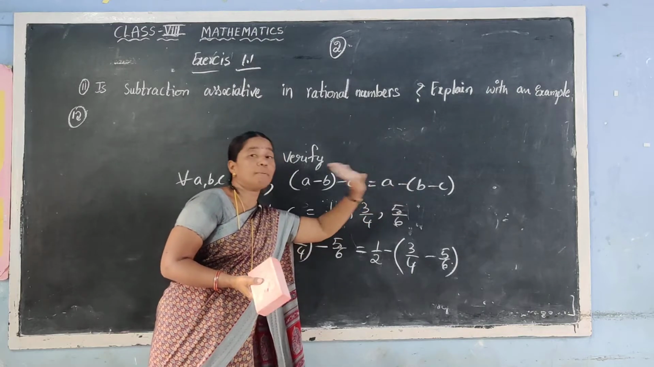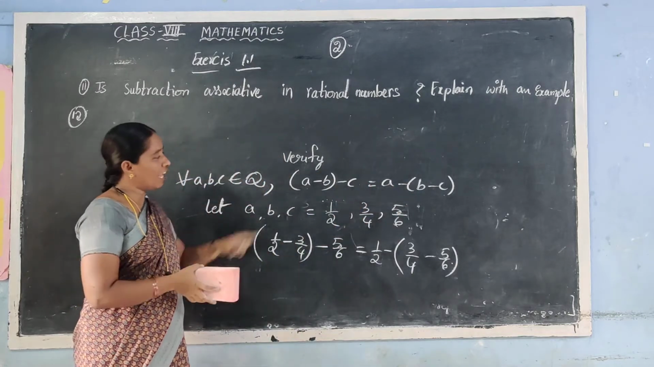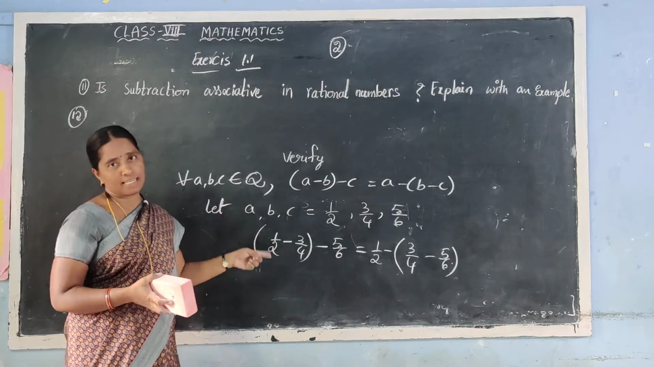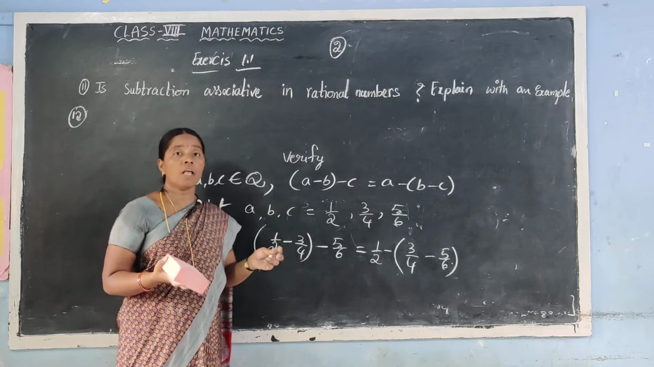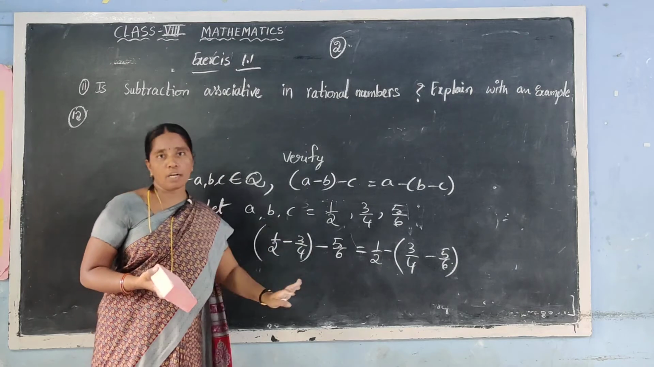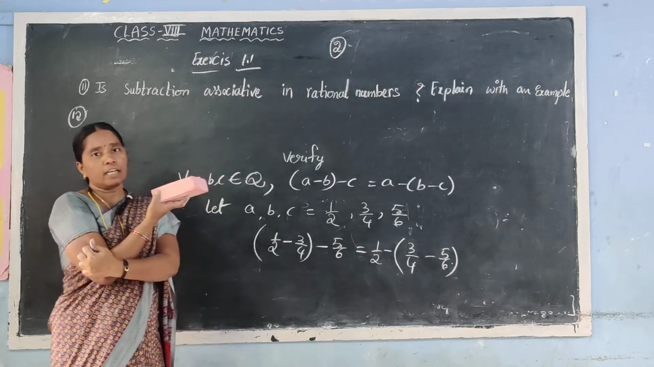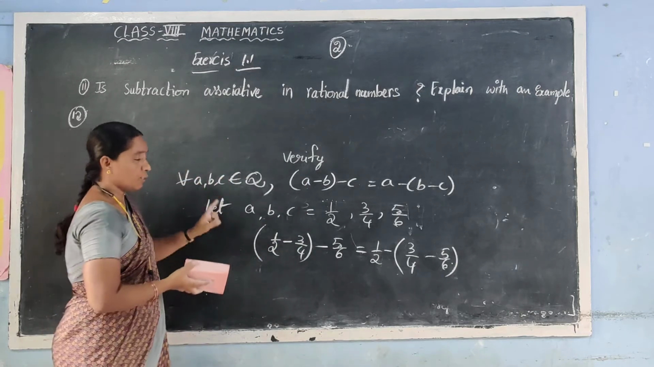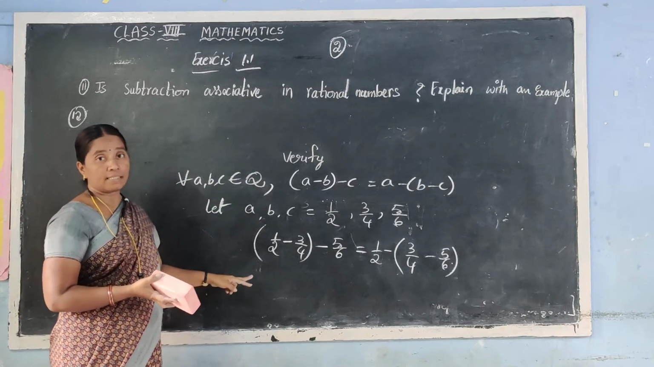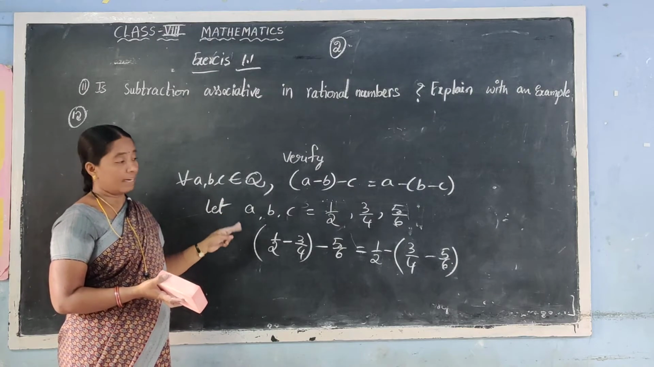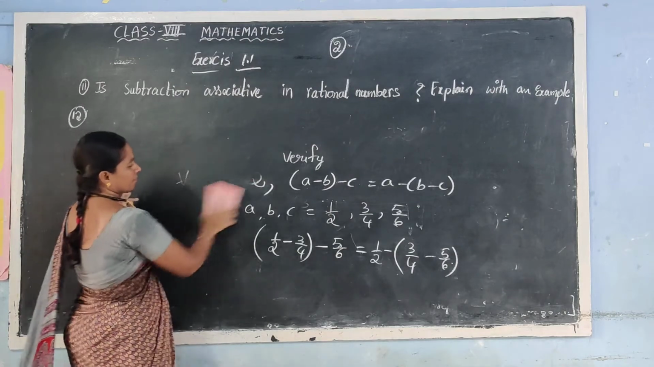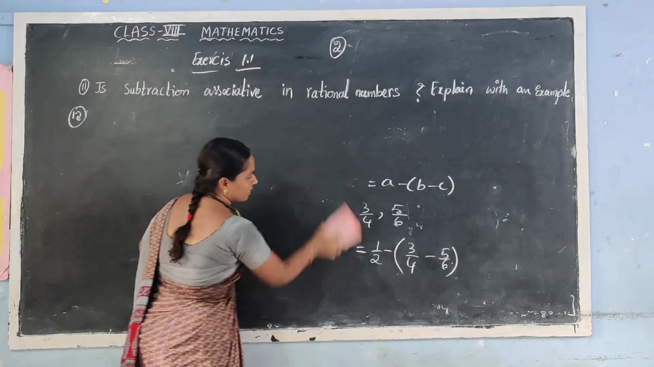Equals a minus (b minus c). So like that we have to continue this sum, and in the final step, by seeing whether LHS equals RHS or not, we have to conclude whether rational numbers are associative or not under subtraction. Will you do that sum? Yes, you can do it, because I explained all of this in the properties classes and gave it as homework also. That's why I am just explaining this sum briefly.